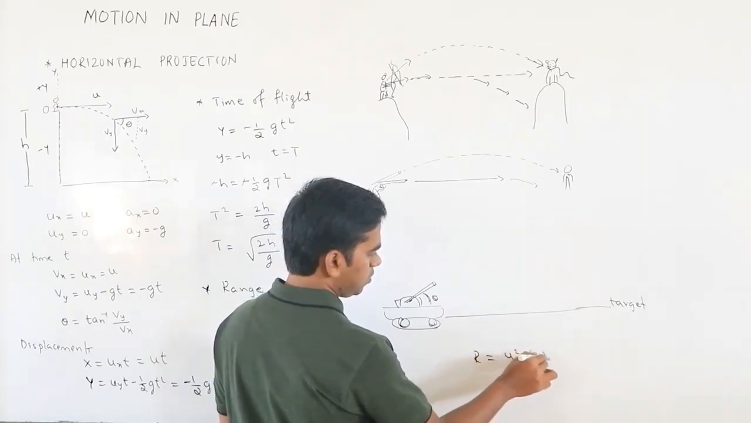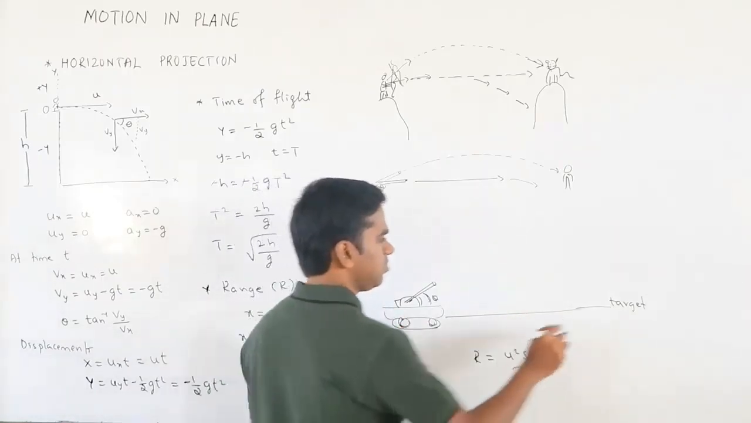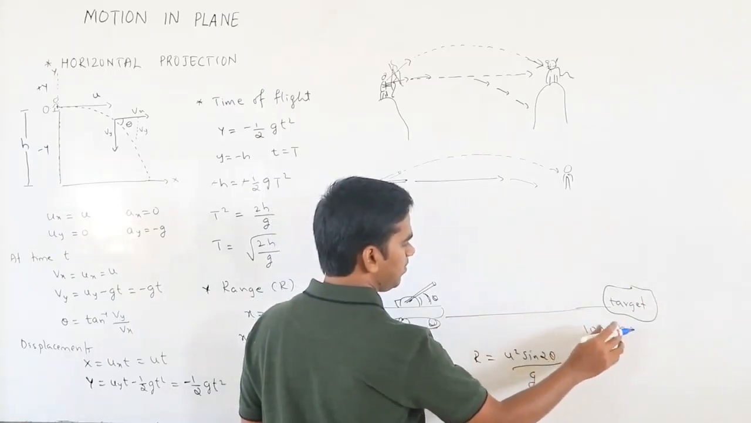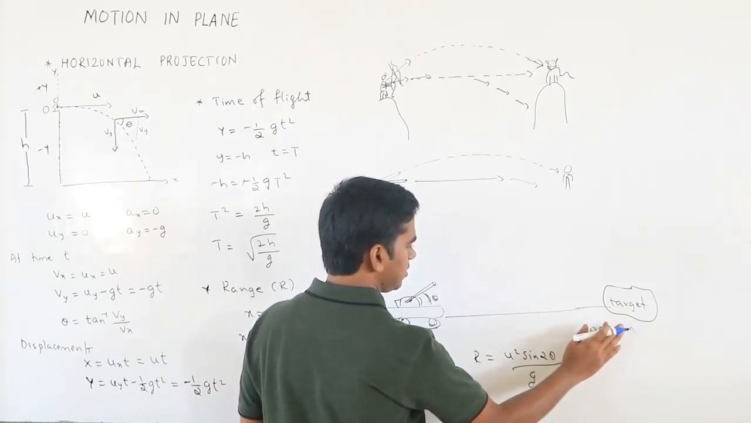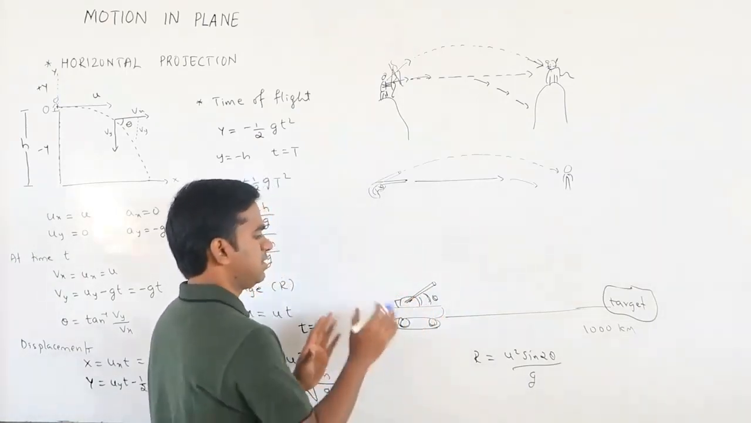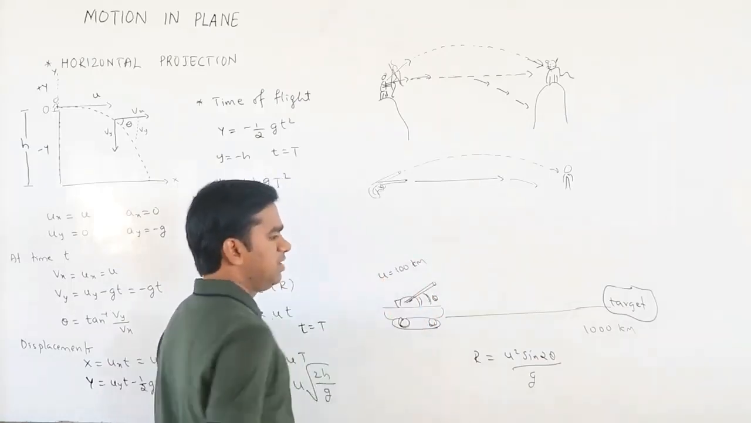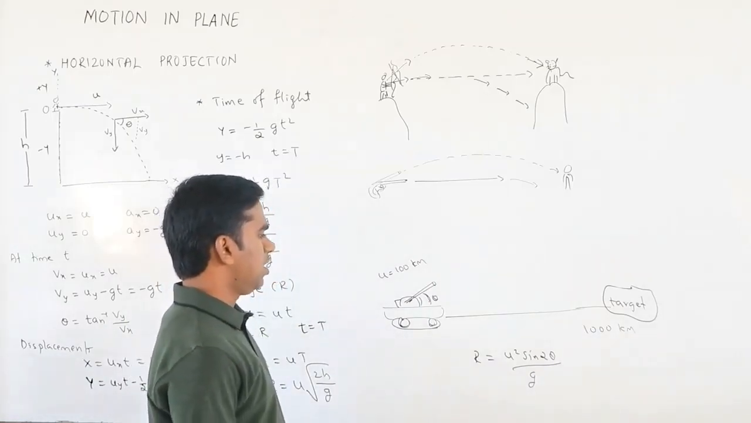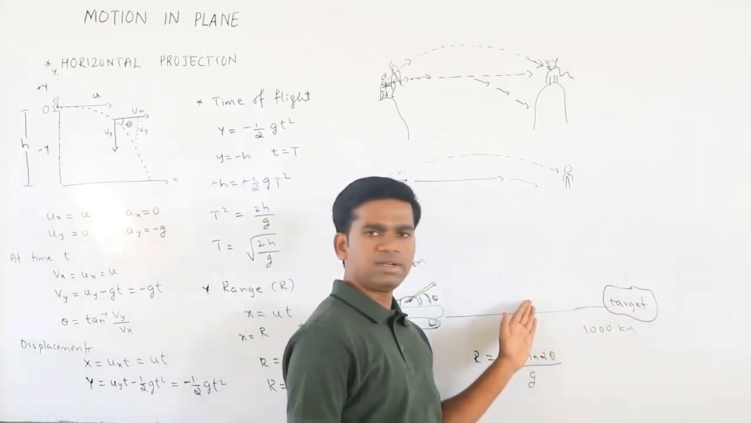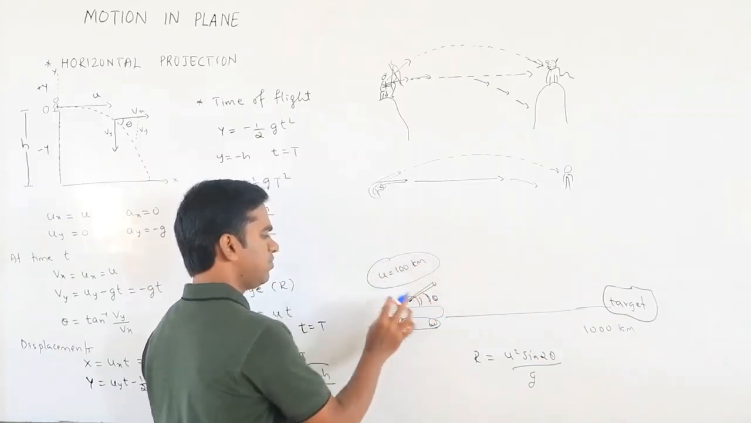u squared sine 2 theta divided by g. If you know the target distance, suppose your target is some country, and the distance of the country is some 1000 kilometers, and the maximum speed with which you can project is some 100 kilometers. If this is the case, what will be the angle? It's very important. If you simply project, it may go somewhere here or somewhere there, or it may fall in your own country. So this is the constant for a given device.